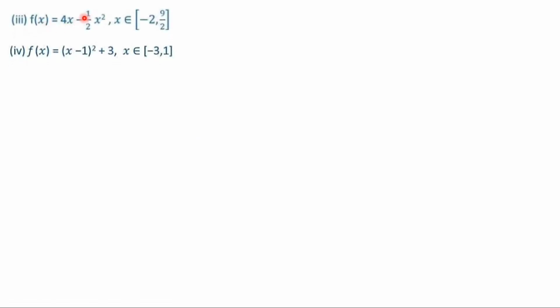Next there are two questions. F of x is equal to 4x minus 1 by 2 x square, x element of minus 2 comma 9 by 2, and f of x is equal to x minus 1 the whole square plus 3, x element of minus 3 comma 1, both closed intervals. So these two questions you will try as homework. On to the sixth question.